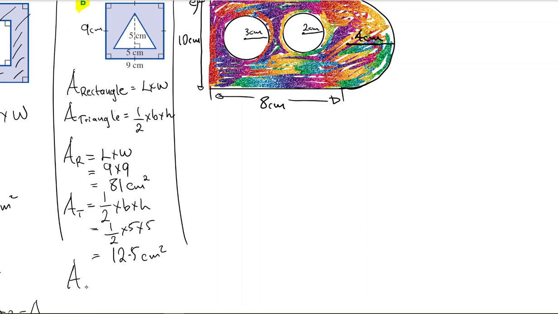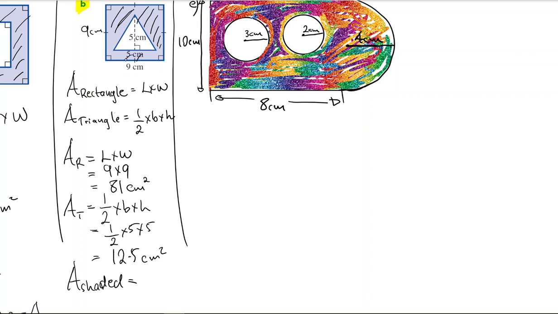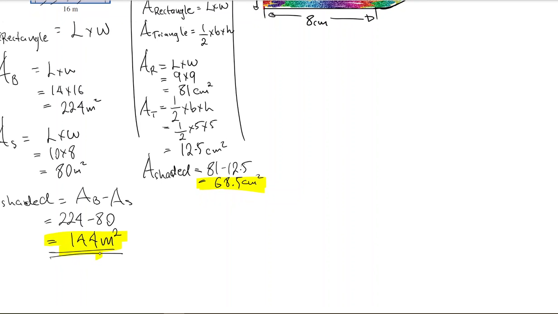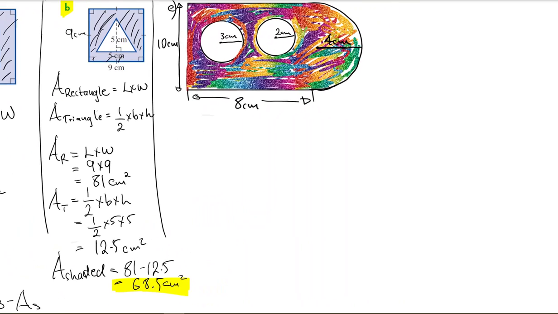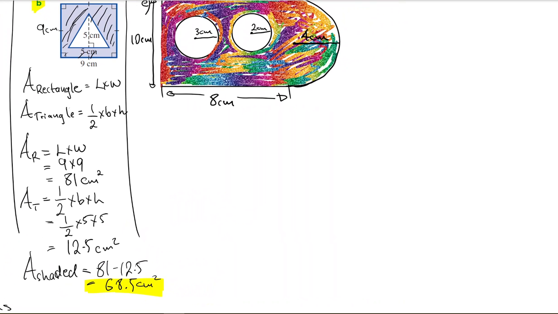So the area of the shaded region, I'll call it area shaded, and again that's the shaded area I'm looking for, the one in blue there, is 81 minus 12.5, and my final answer is 68.5 centimeters squared. Remember, area always has units in centimeters squared. If it was volume, it'd be cubed. Any questions? So that one just used another formula, which was the area of a triangle.